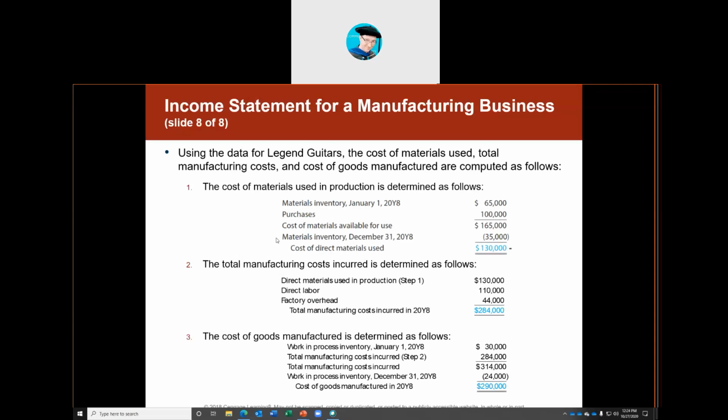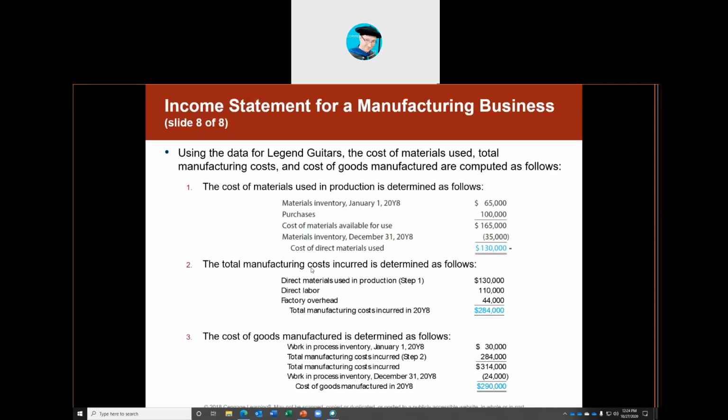And here's a nice breakdown of what that looks like. Cost of materials used: beginning balance plus purchases equals cost of materials available for sale, minus the ending inventory balance, equals your cost of direct materials used.